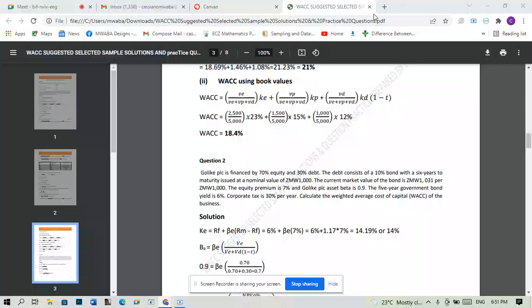Okay, we're looking at question 2. I'm going to take a read of it. Golic PLC is financed by 70% equity and 30% debt. So basically, this information is relating to Golic PLC's capital structure.